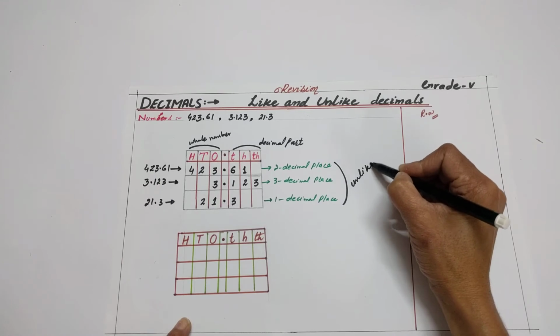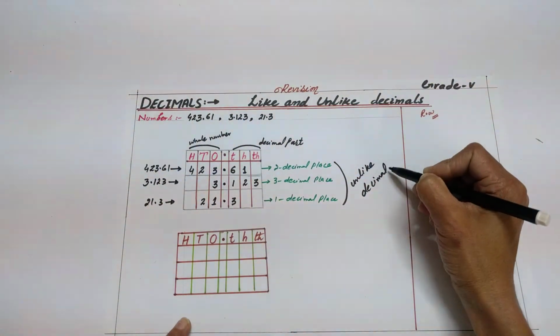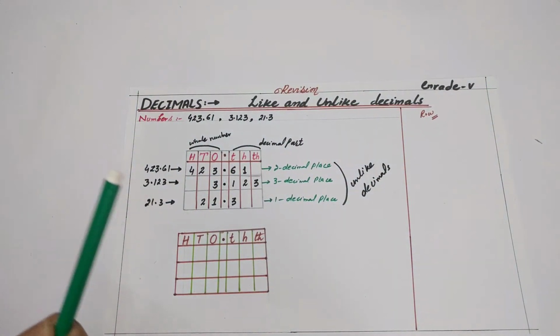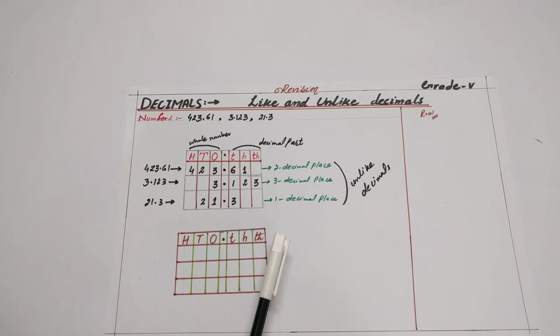What's the reason? Because the decimal places are different. Decimal places of all these three numbers are different from each other. So dear students, we can easily transform unlike decimals into like decimals. If decimal places are different, then first we need to convert the unlike decimals into like decimals.